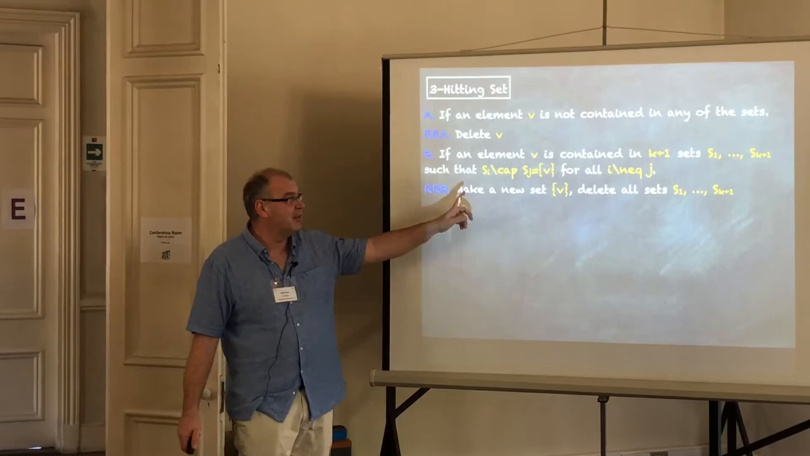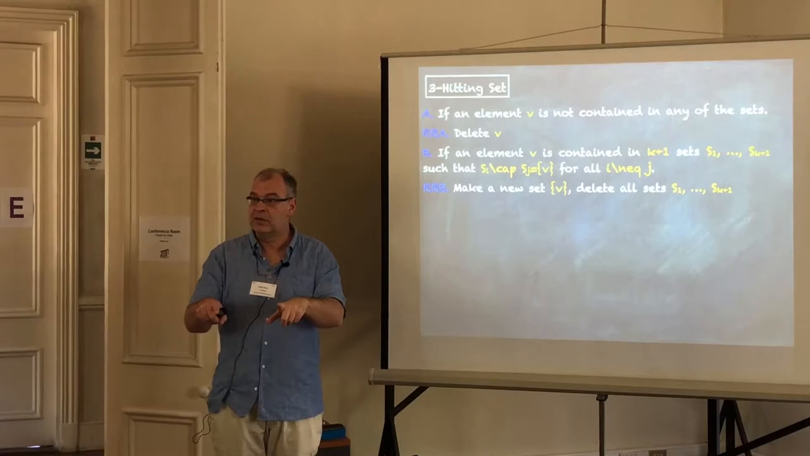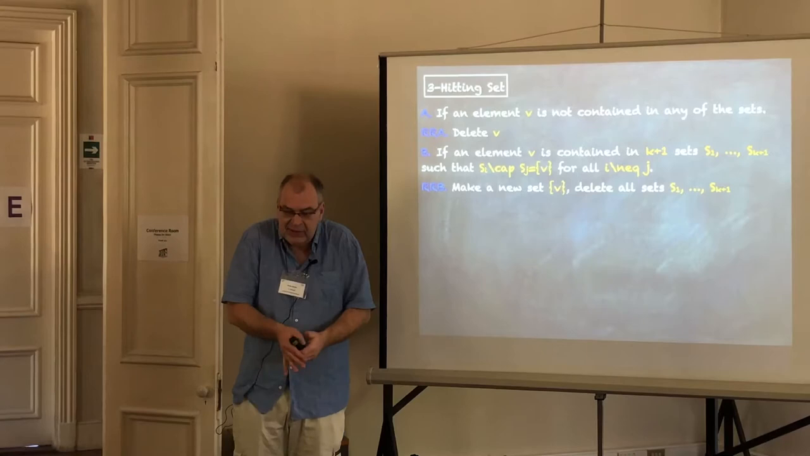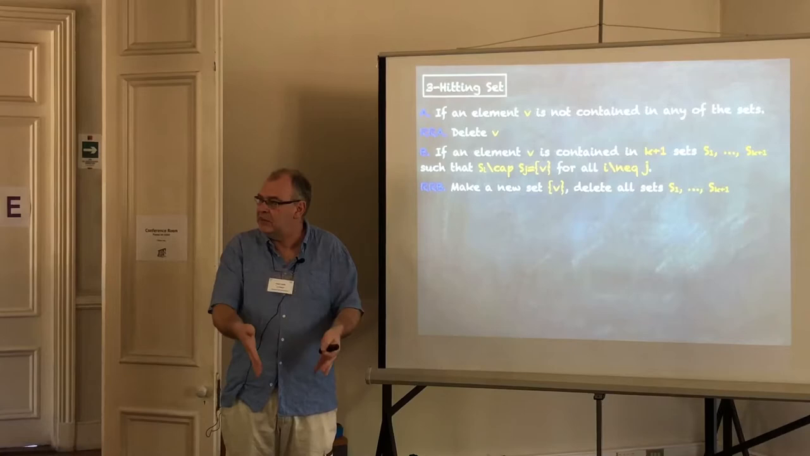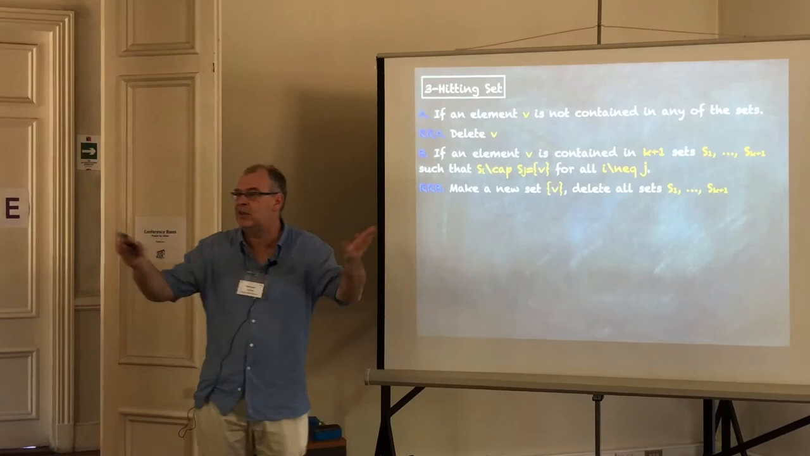So I make a new set which consists of only this element, right? When I create a set which consists of one element, in the new instance this means that I always have to select this element, right? I still have to hit the set which consists of exactly one element. And then I can delete all the sets, because now I hit all of them, right? So I can delete all of them.